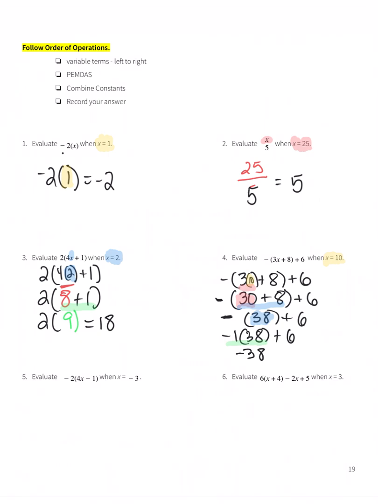All right, and we're left with negative 38 plus 6. Go ahead and highlight again to keep this organized. Negative 38 plus 6 is equal to negative 32.